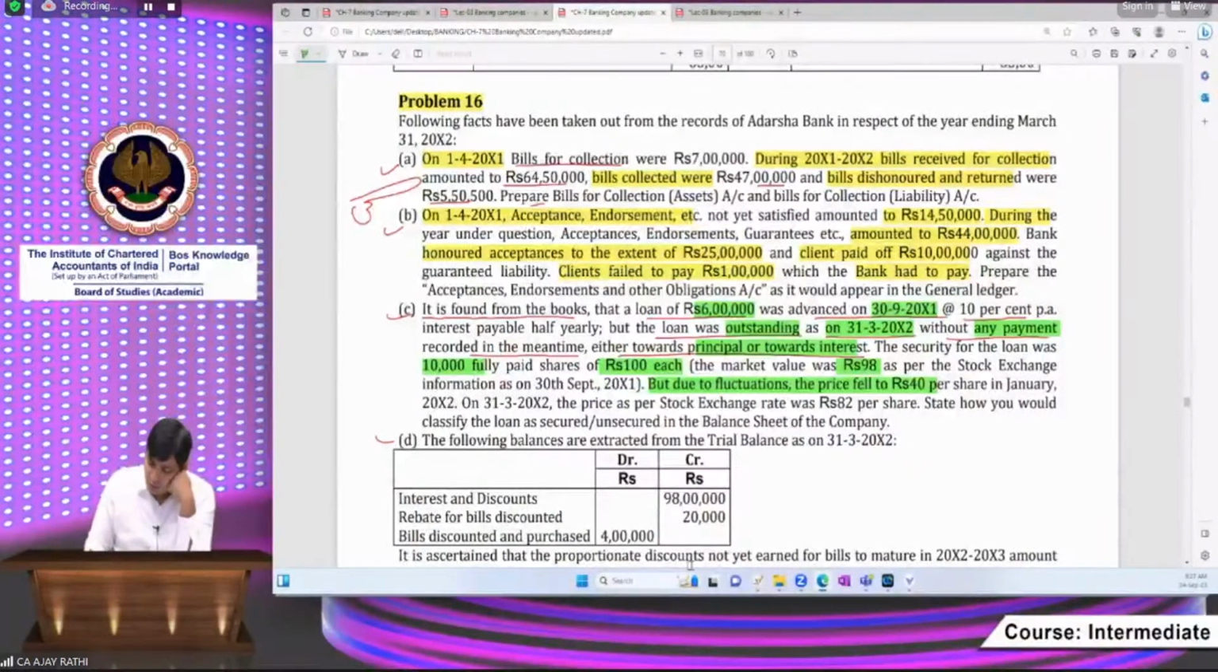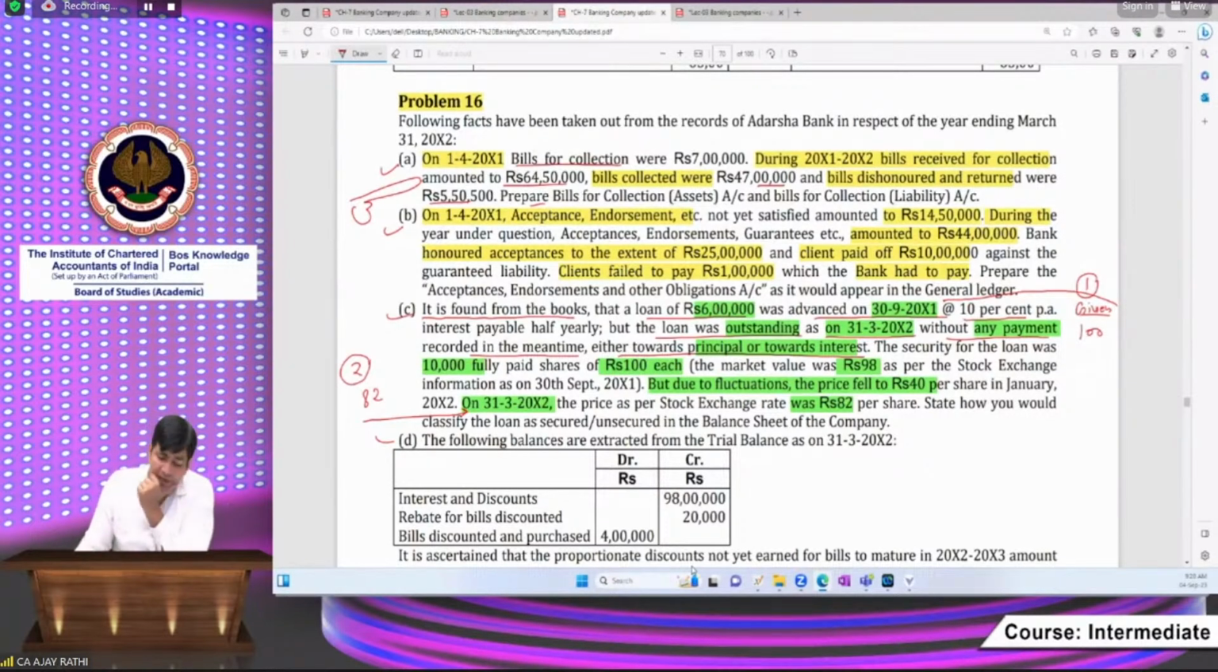Okay, beta. Now on 31st March 2002, price on the stock exchange was how much? 82. See, there are three dates. Number one date is the date at which loan was given. At that date, security was valued at the rate of rupees 100. Shares price were there 100. Yes, sir. And another date was also there. That is 31st March 2002. At that date, price of the security was 82.